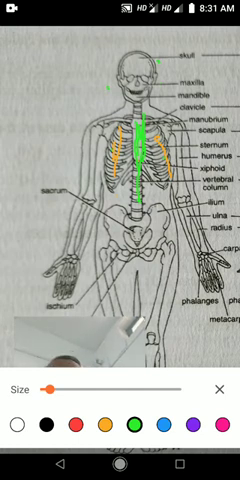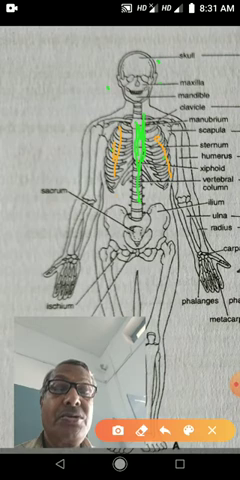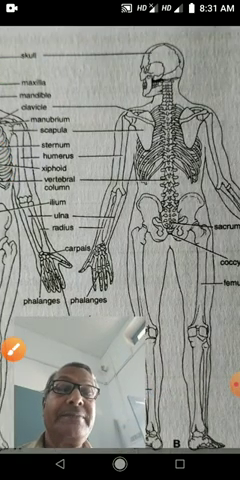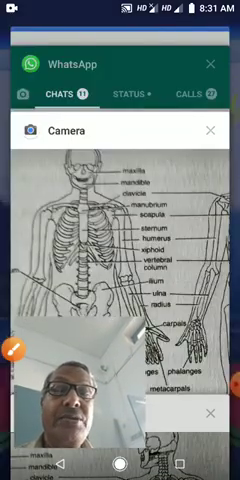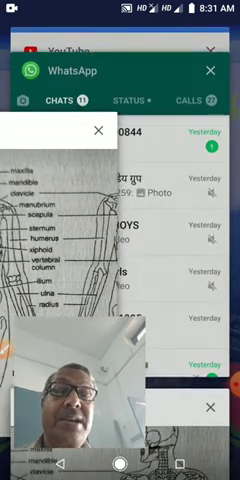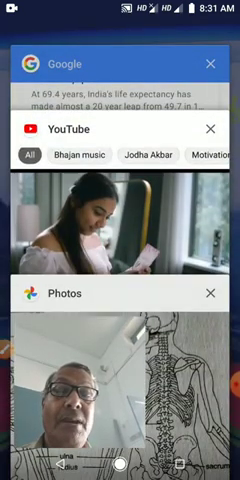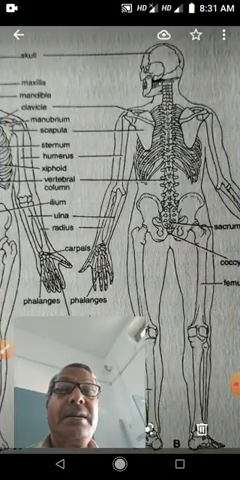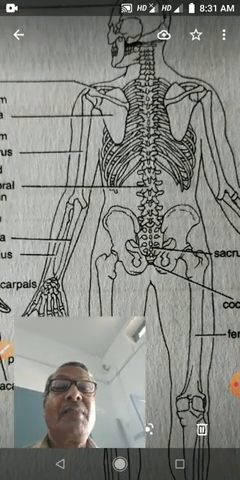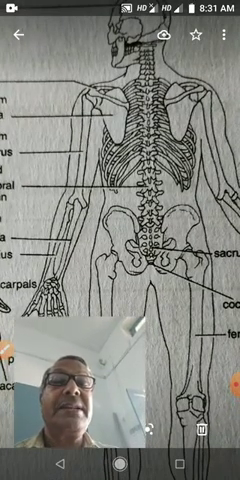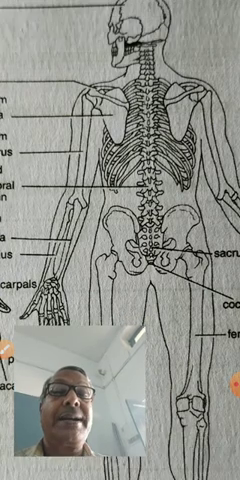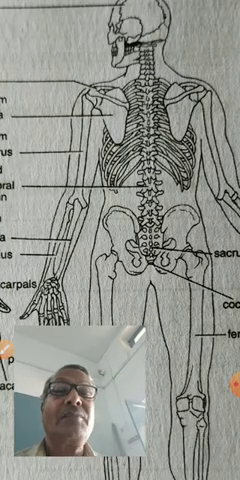So these bones are coming in the axial skeleton. Now next you see the appendicular skeleton. So in the appendicular skeleton, first you see the structure of the girdle. The first girdle is the pectoral girdle or shoulder girdle.